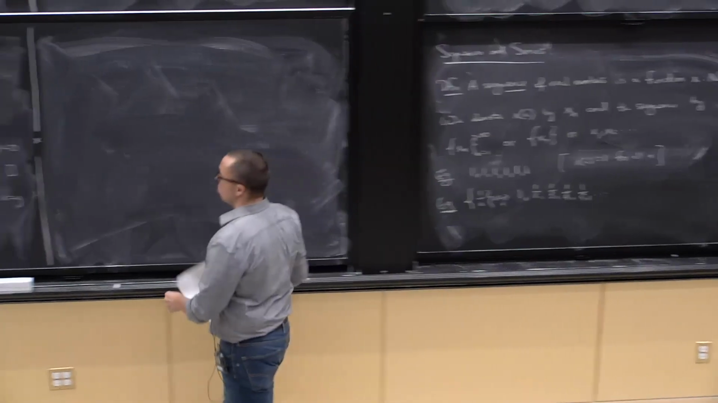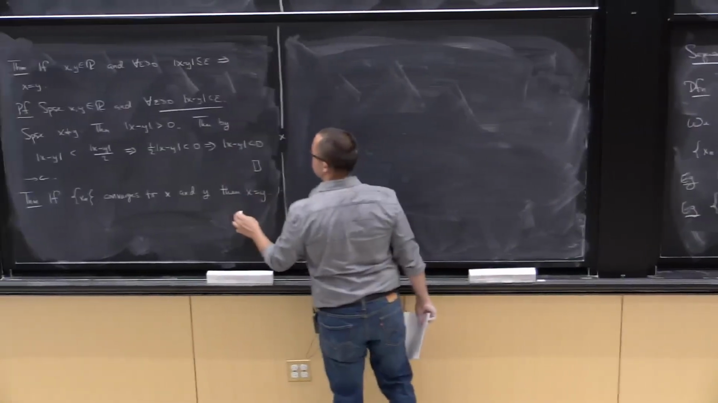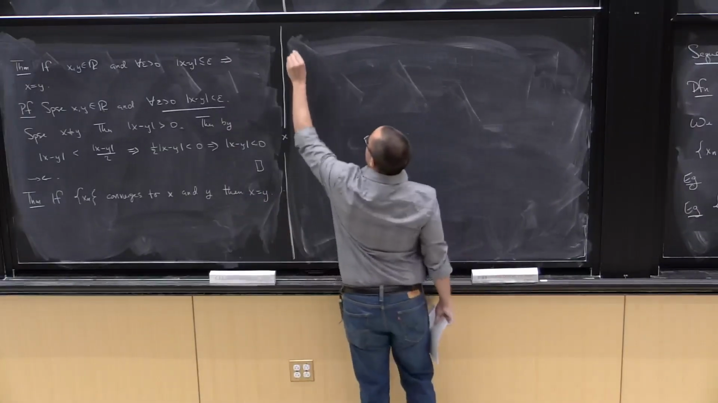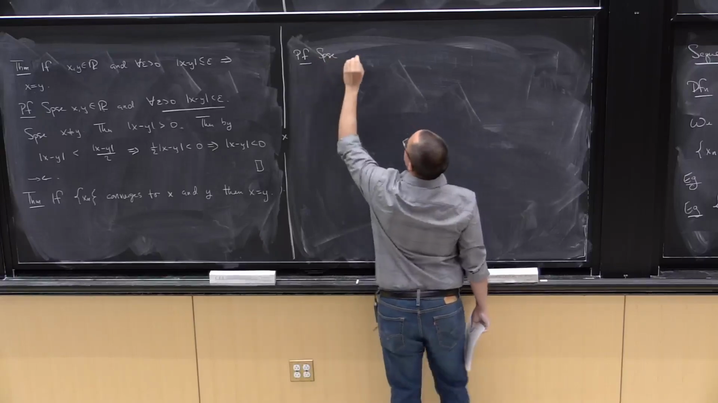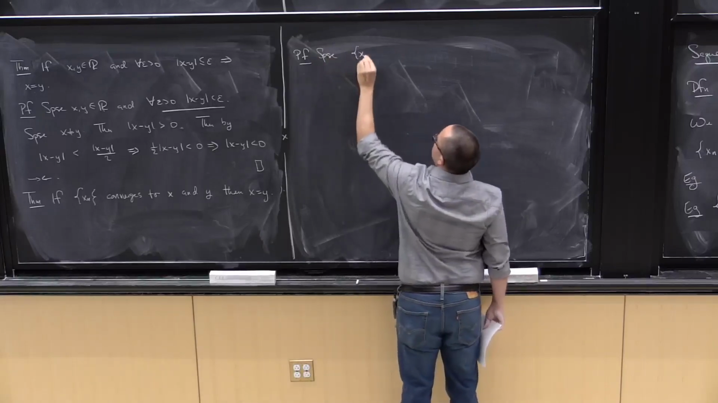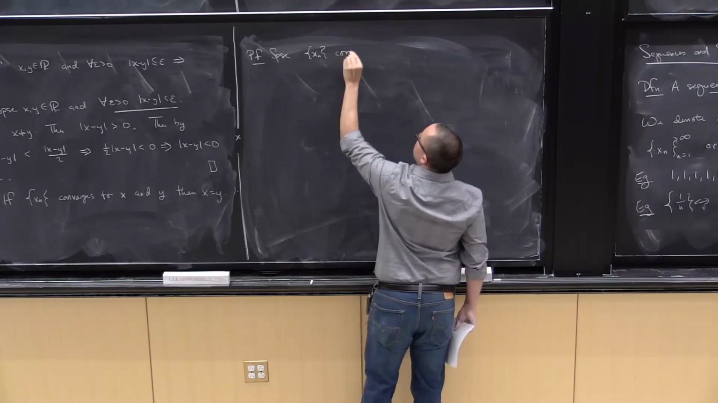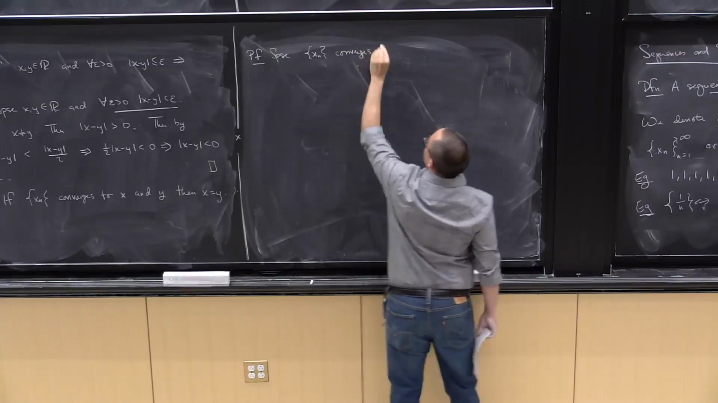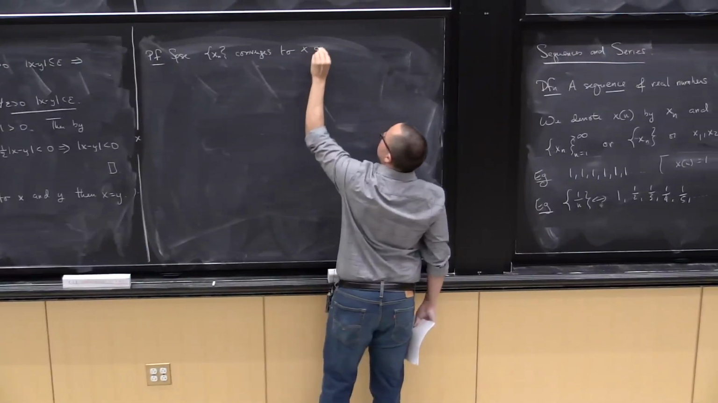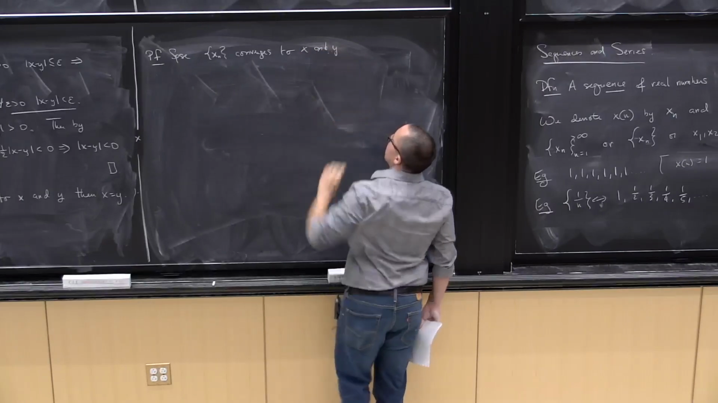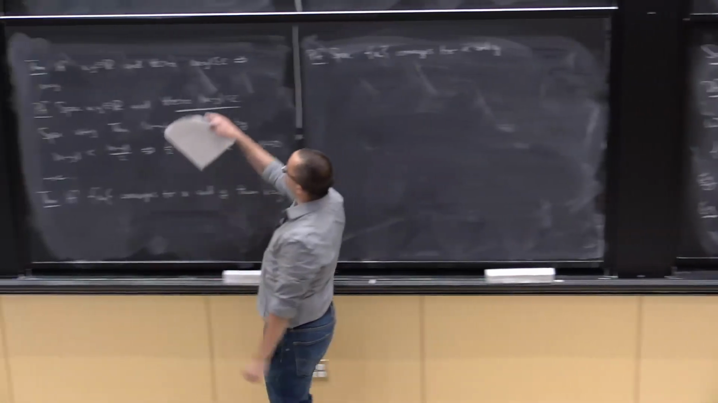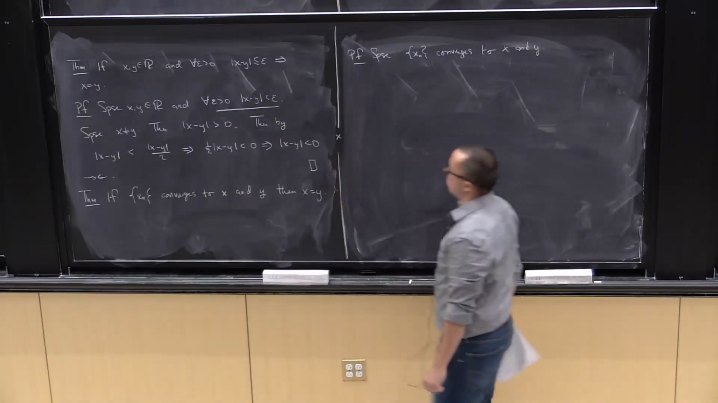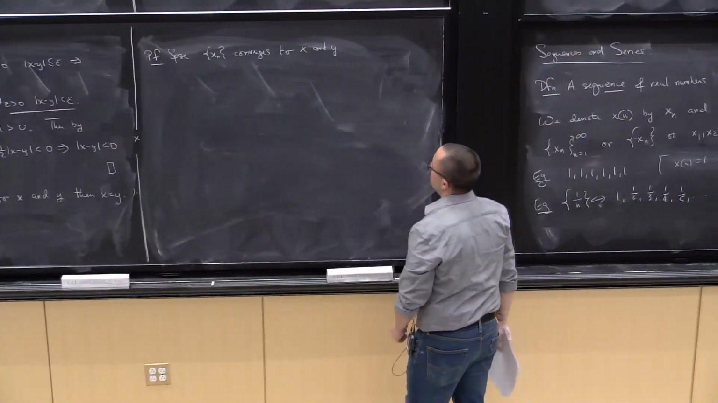Okay, so we're going to use this theorem to prove this statement. Suppose x sub n converges to x and y. And I want to verify that for all epsilon positive, the absolute value of x minus y is less than or equal to epsilon. Okay?